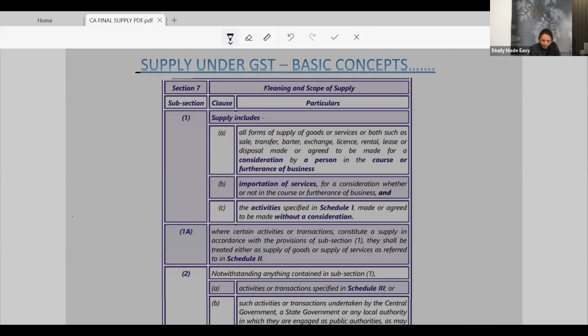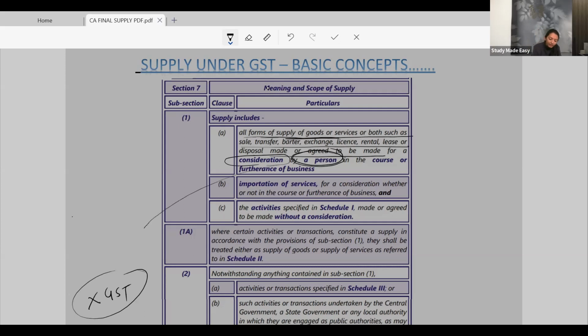So all forms of supply, all forms of supply of goods and service, this much is done. We have done these examples: made, agreed to be made. Consideration paid, we have done. By a person. Remember, a person, ma'am, a person who is not registered in GST. He is not registered in GST, he is supplying goods. What is the logic? That is not a supply. Why? Because the person who is not registered, even if he is supplying, does not have to pay GST. He is not required to pay GST.